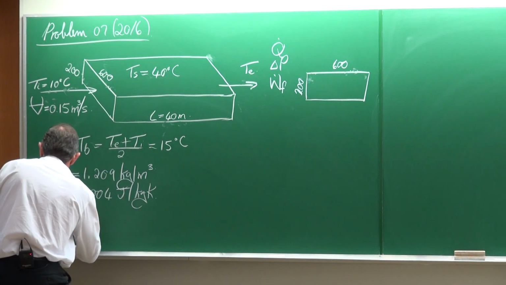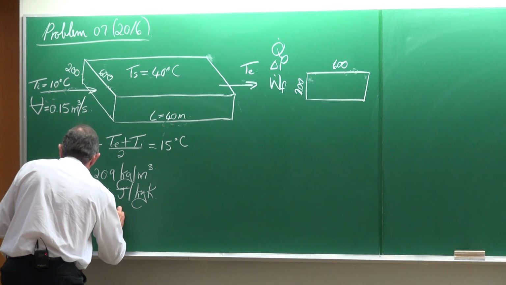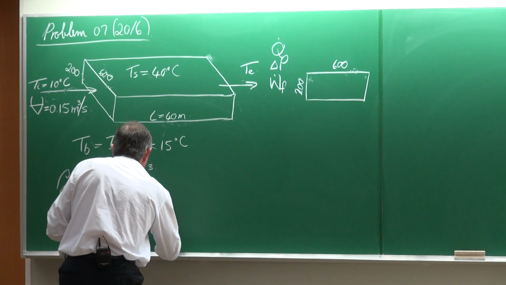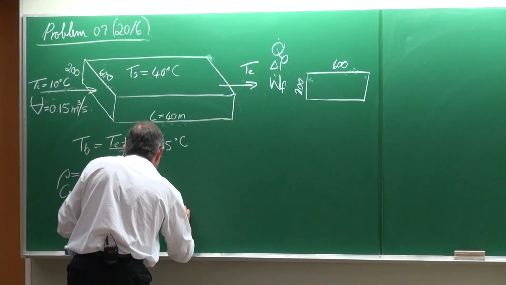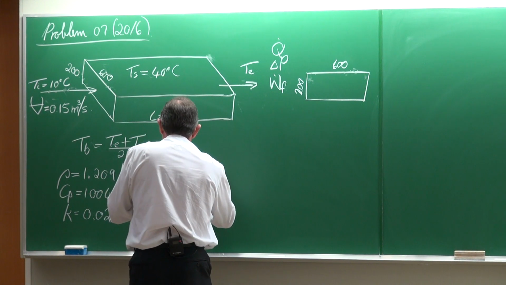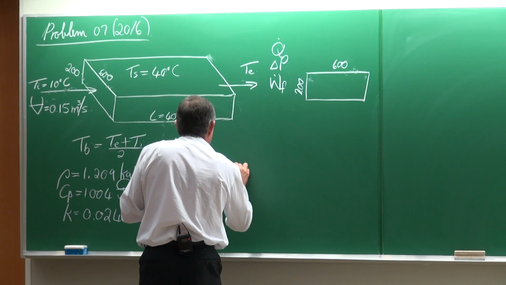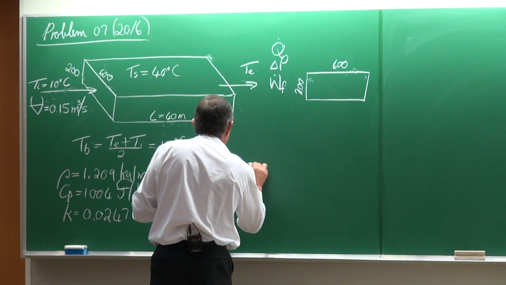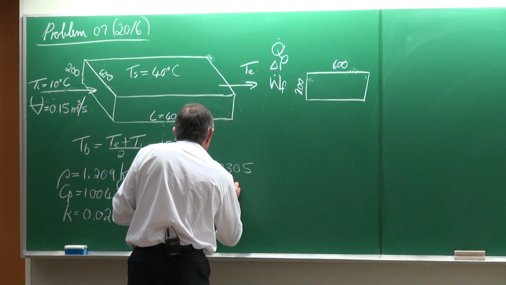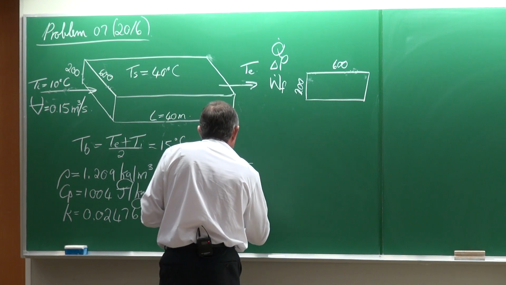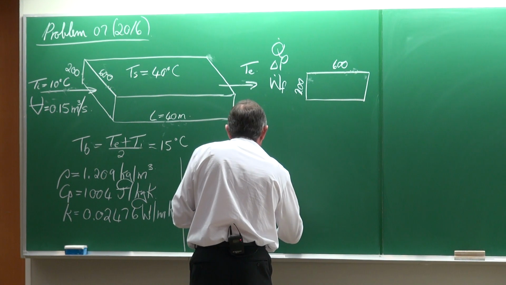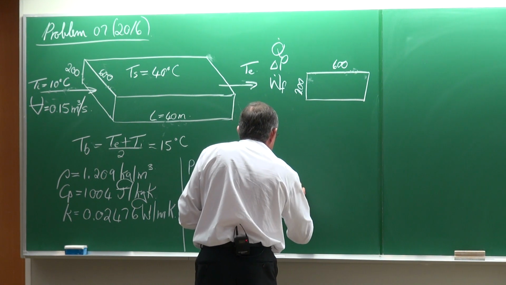K is equal to 0.02476 watts per meter Kelvin. The Prandtl number is equal to 0.7305, and the viscosity is equal to 1.802 multiplied by 10 to the minus 5 kilograms per meter second.